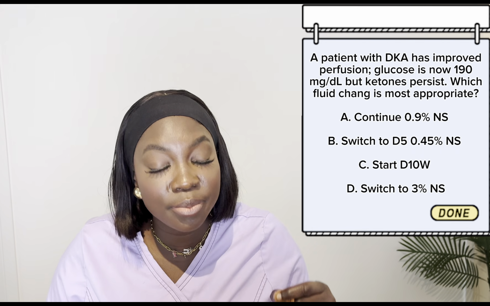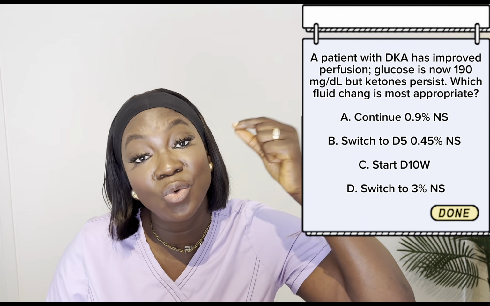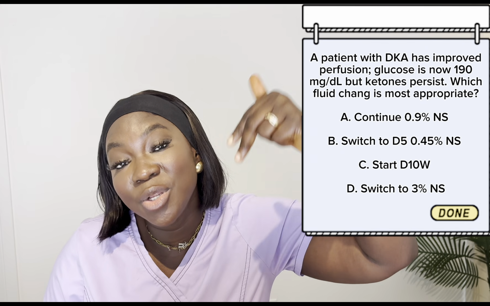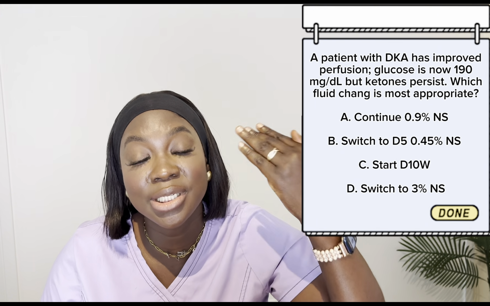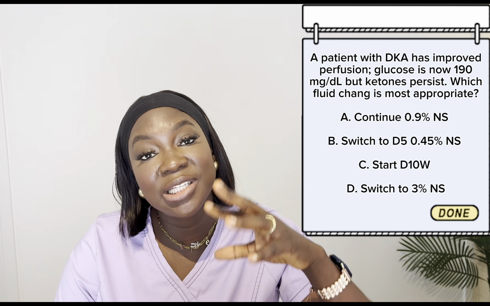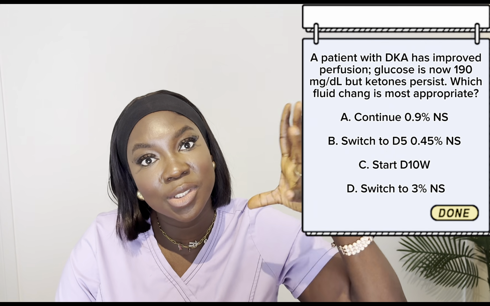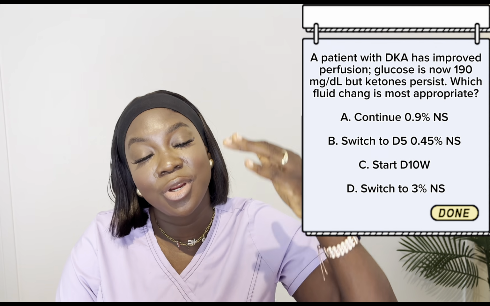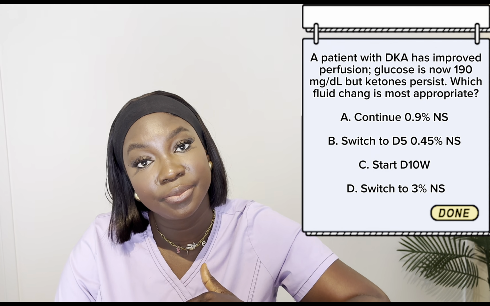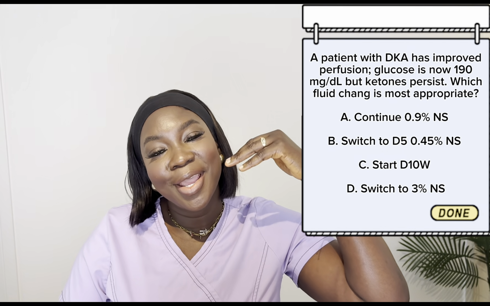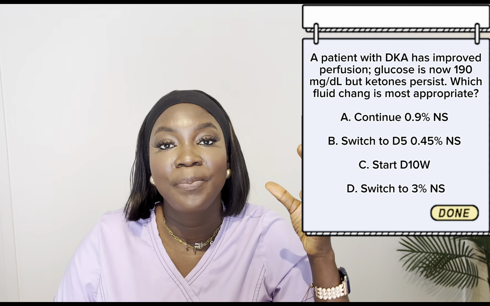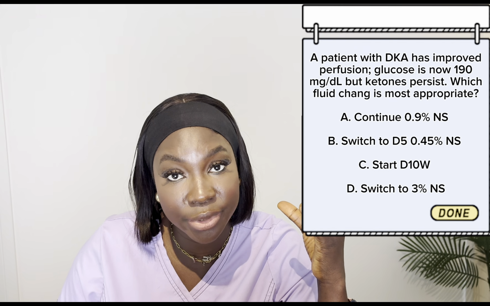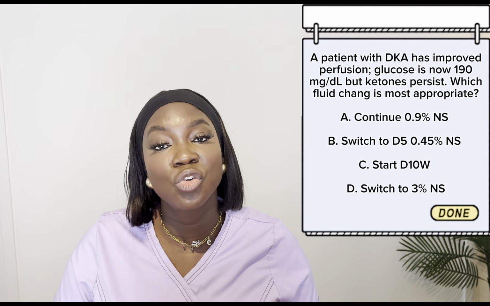And C says start D10W. D10W is too concentrated in glucose or sugar, which can lead to risk of hyperglycemia, which is what we are trying to correct, and that's why they are using insulin. So starting D10W, which is 10% dextrose in water, which is very concentrated with sugar, is not needed in this stage. It is too much sugar. We are trying to lower the blood glucose. That's the indicator. And D, switch to 3% normal saline. This fluid contains high salt, less water. We are not dealing with hyponatremia here. We want to correct the blood glucose. This could worsen the dehydration and sodium balance.